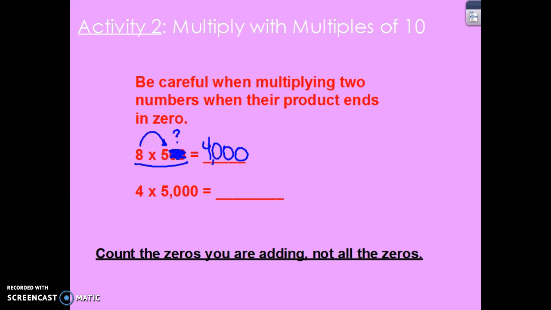Okay? On 4 times 5,000, cover up my zeros. Go 4 times 5. 4 times 5 is 20. Then I ask myself, how many zeros did I cover up? 3. I'm going to add 3 zeros. 1, 2, 3. Then from right to left, 1, 2, 3, comma. So our answer there is 20,000. Okay, let's look at the next part.